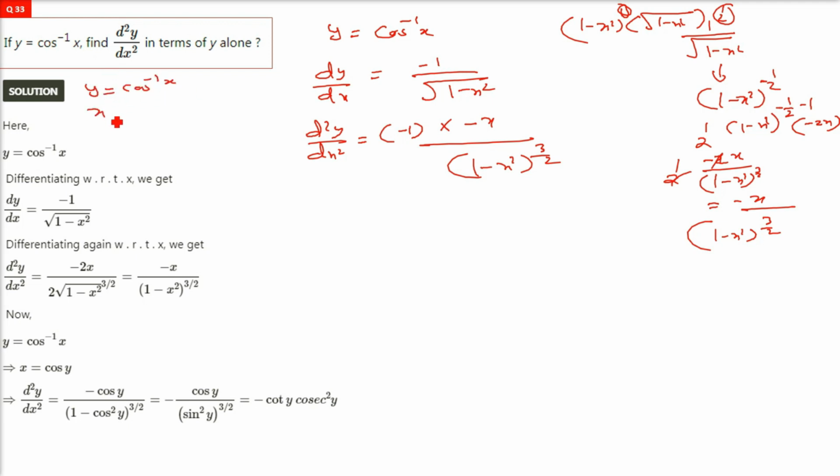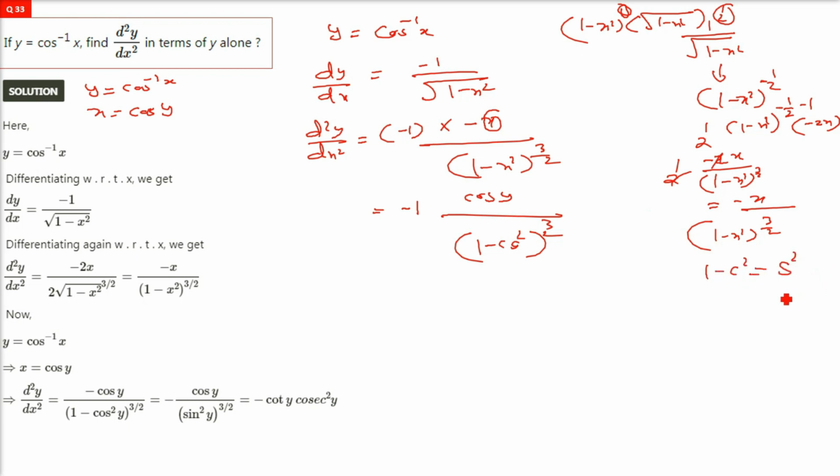Okay, so y is equal to cos inverse x. How do we write this? This is the trick. Okay, cos y equals x. This means cos y equals x. So in place of x you can always write cos y. What to do with the denominator? See, x is cos y, so just replace x with cos y, so it will be 1 minus cos square. So it will be cos y divided by 1 minus cos square y to the power 3 by 2.